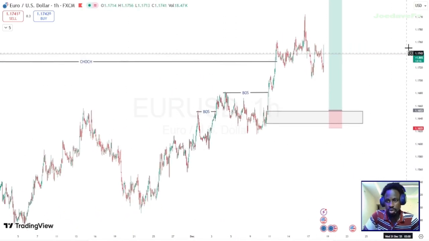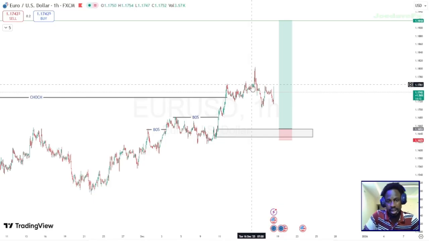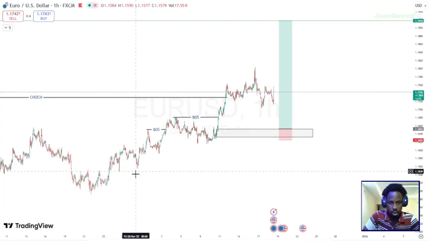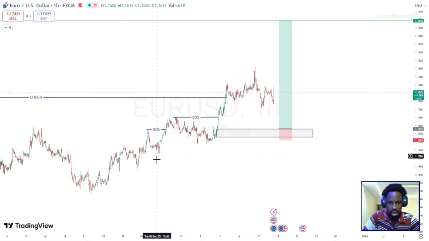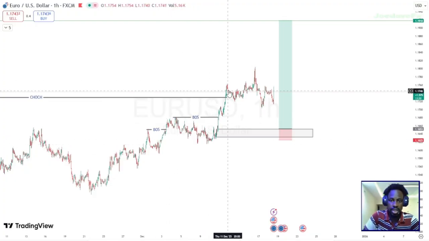If we now try to read exactly what's happening here, we have seen price clearly in an uptrend, right? We are just moving with a lower high, a higher high, a lower high, a higher high, a lower high, then what we put in was a higher high.